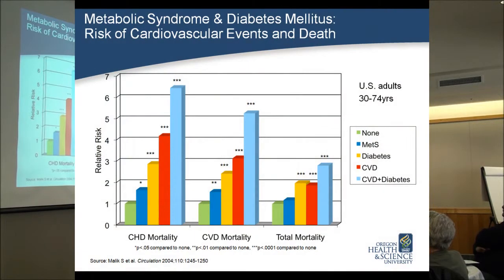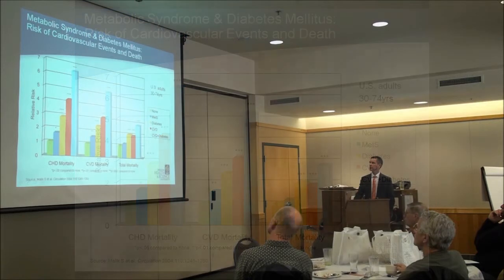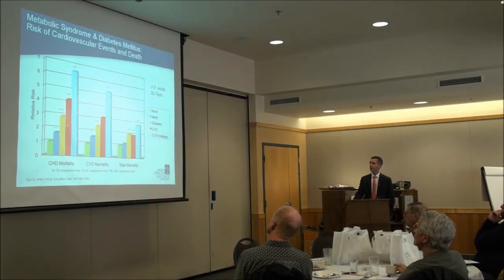If you look then at metabolic syndrome and diabetes and the additive risk of these factors, and looking at coronary heart disease and cardiovascular disease mortalities, your reference being that you have neither metabolic syndrome, diabetes, or cardiovascular disease, there's a stepwise increase in your relative risk for heart disease death with metabolic syndrome, additive with diabetes, further added if you have known cardiovascular disease, and markedly increased in the presence of cardiovascular disease and diabetes.